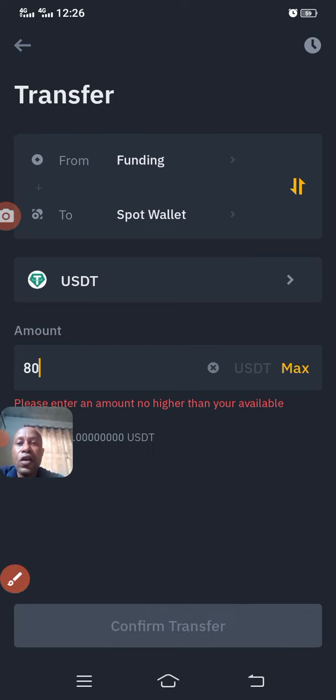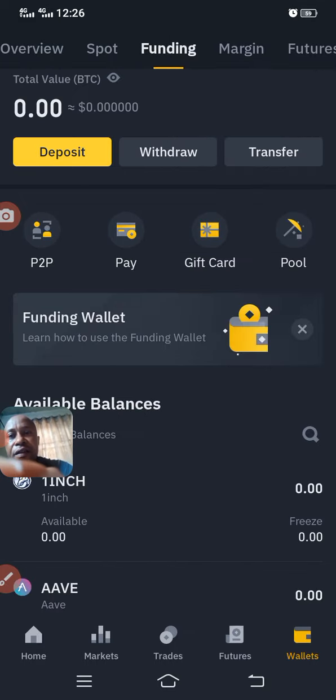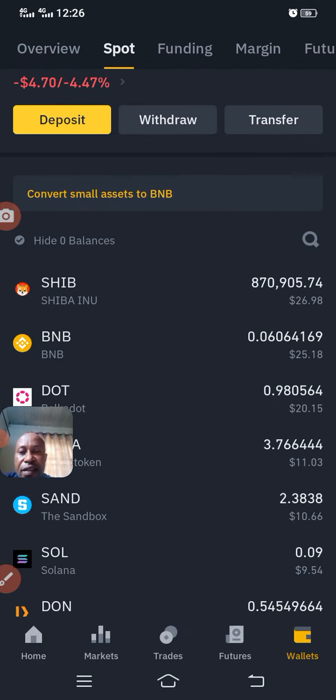From there, you will go to your spot wallet and check whether your USDT has shown, because once you have clicked confirm transfer, the money will move from your funding wallet down to your spot wallet. Now that is it for there. Once your money has come to the wallet, this is where we enter into what we call trading.